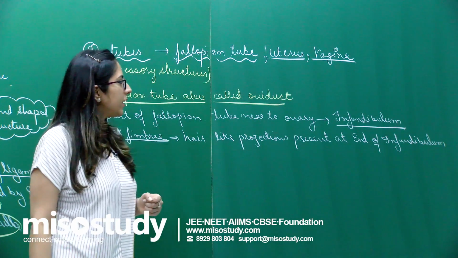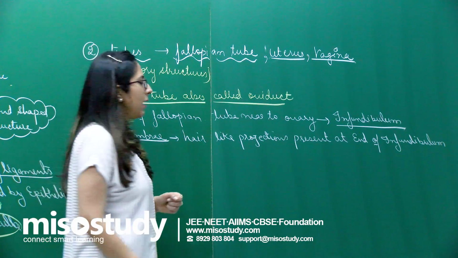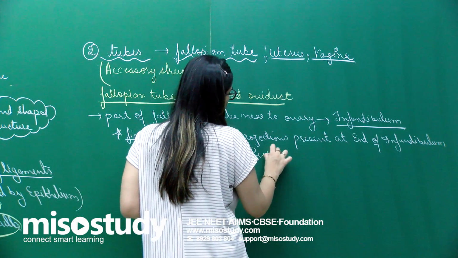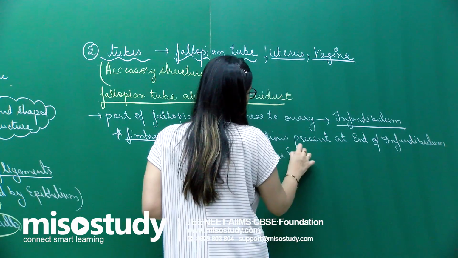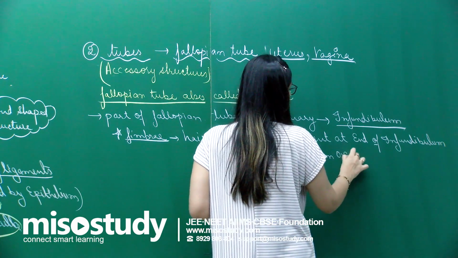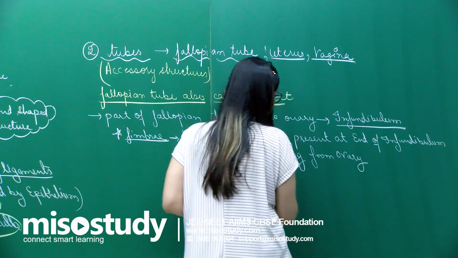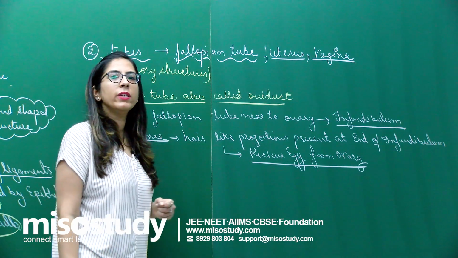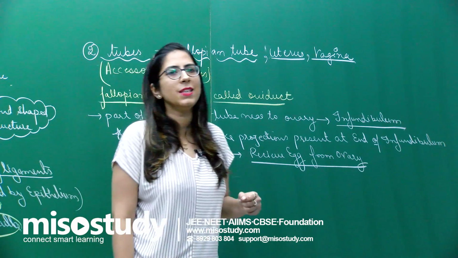They help in receiving the egg from the ovary. After that, one more region is present, which is called the isthmus.